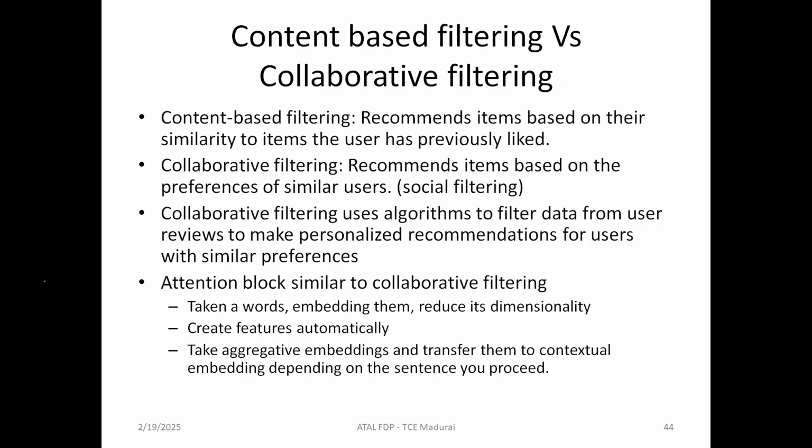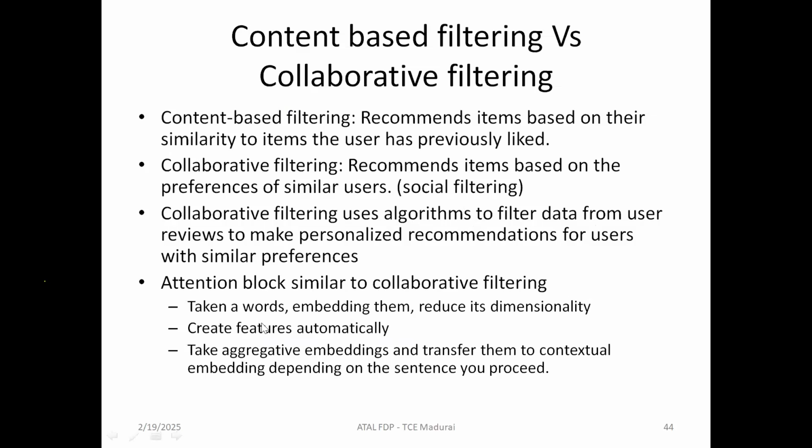So here you can see the content-based filtering recommends items based on their similarity to items that the user has previously liked. Based upon that, the content-based filtering will work. Whereas collaborative filtering recommends items based on the preference of similar users, something we call social filtering. Mostly, collaborative filtering uses an algorithm to filter the data from user reviews to make more personalized recommendations for the user. So the point you should take here is the attention block is working similar to collaborative filtering. So it's a social filtering.